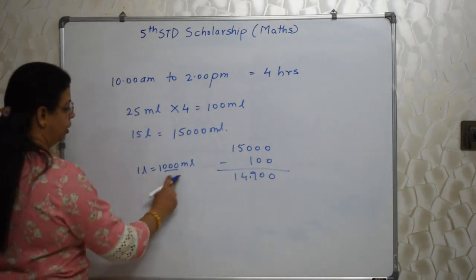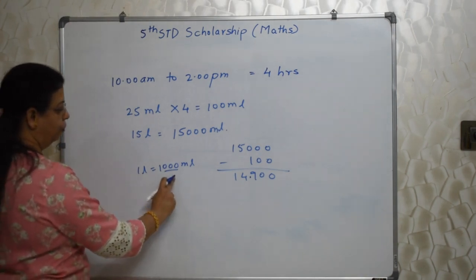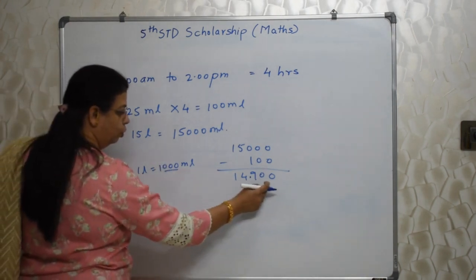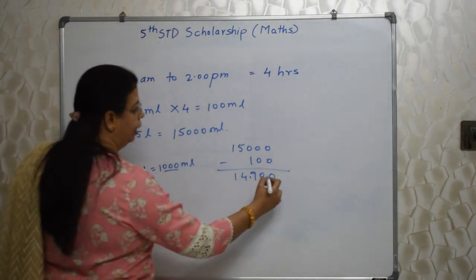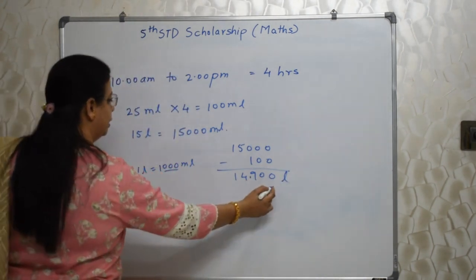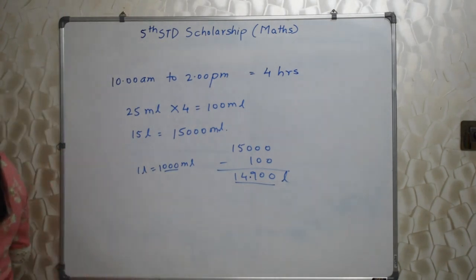But I am telling you this in a very simple way. The relation is of 1000, and 1000 has 3 zeros. So after 3 places, put the decimal, then it will be converted into liters. So our answer is this. Very easy, interesting, right? Okay, let's move ahead. Next sum.